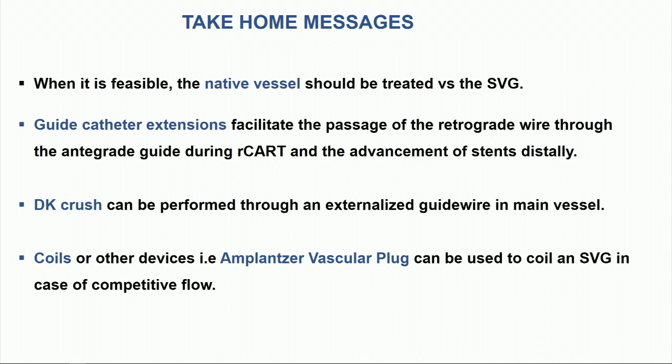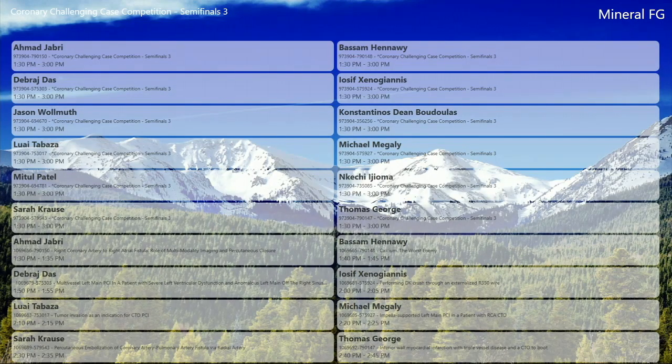I think it's certainly one of the things that I don't know if you guys did or not. Before you occlude the SVG in these cases, you said there was no flow detected through the native. Would you put up a balloon in the SVG and then re-image the native just to make sure before you sacrifice this vein graft? No, to be honest, we didn't do that.